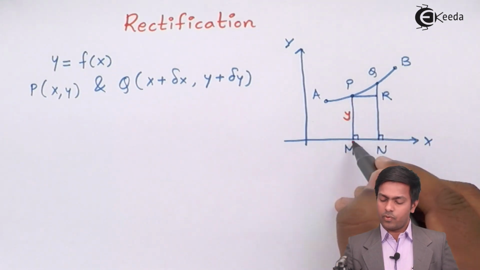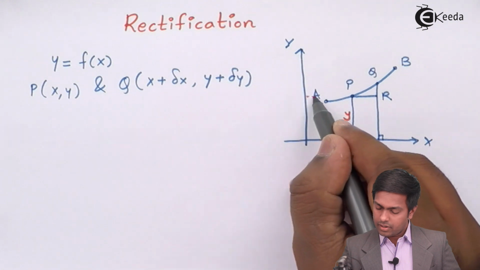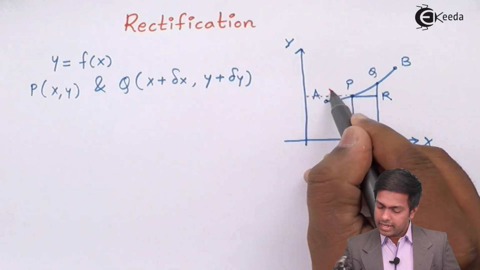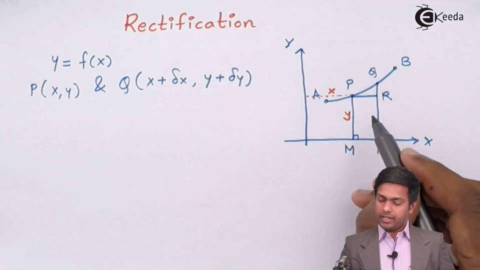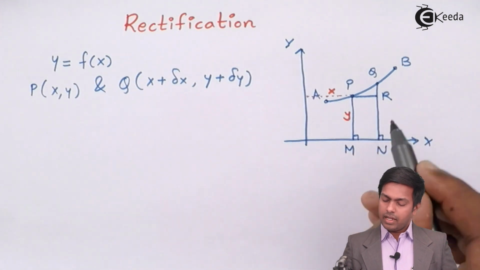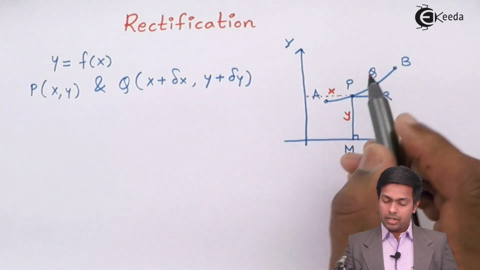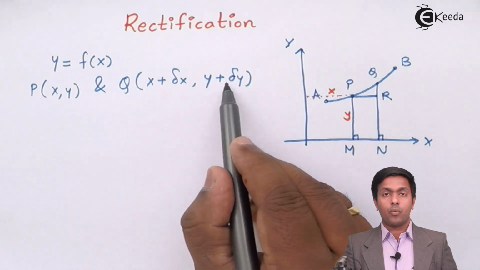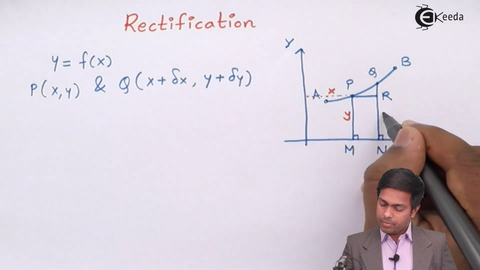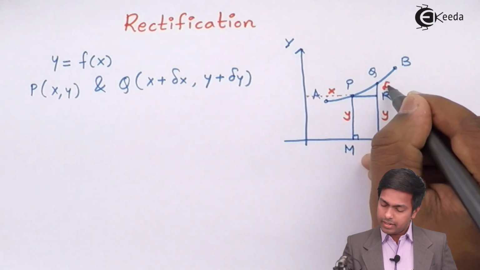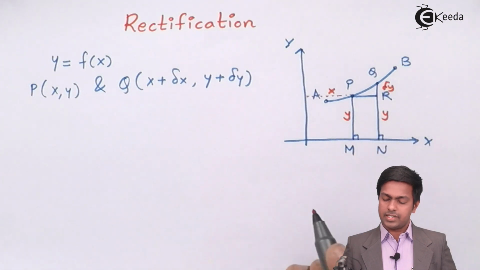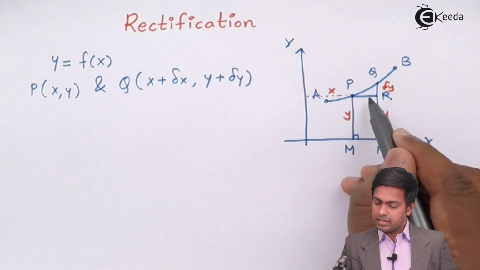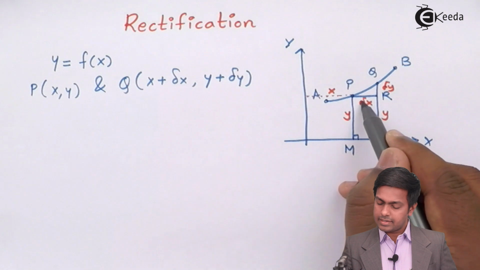So if this distance is y and here this distance is x, and the coordinates of Q are x plus del x and y plus del y, so this will be y and this will be del y. So this distance is del y. Similarly, if this is x, then this distance will be del x.